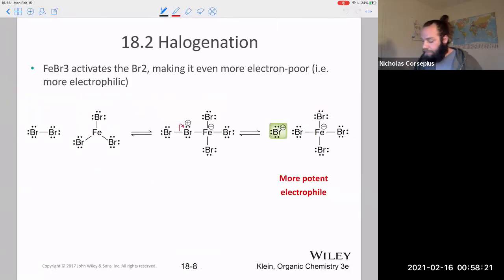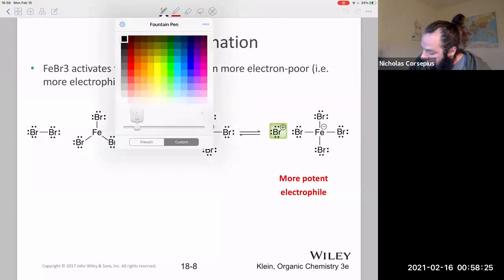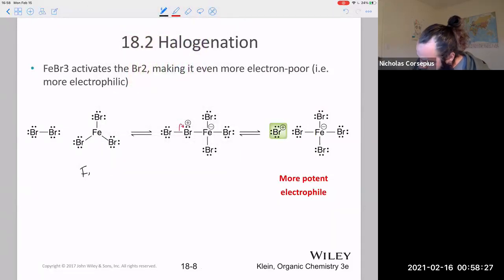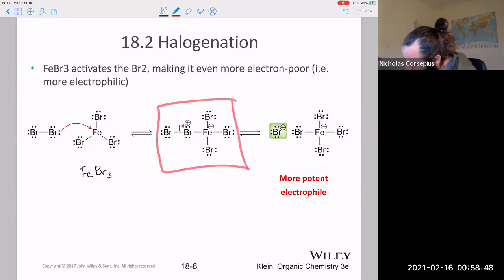What actually happens is the iron will react with a bunch of bromine to create iron(III) bromide. And this is a Lewis acid, meaning that it's relatively electron poor, and so it can accept another pair of electrons from the Br2. That forms this complex here, and this is really our electrophilic species.